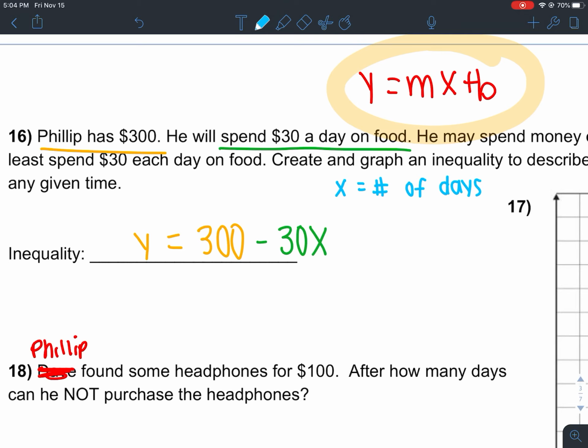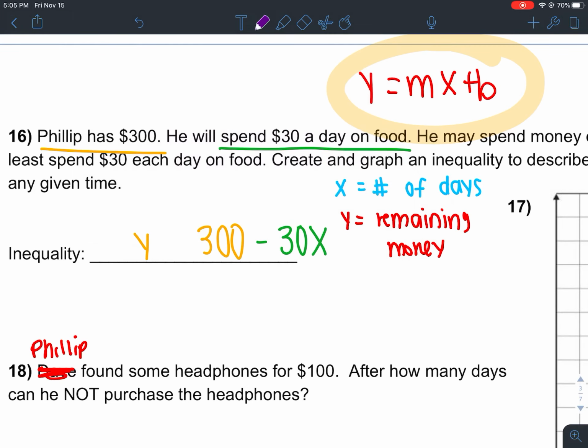You start with $300, and every single day that goes by, you're spending $30. So the more that you spend, what's happening? You get less and less money, right? So you have money, and you spend it, and you keep spending it every single day. You have less money remaining. So your y is going to be the remaining money. That's what this means.